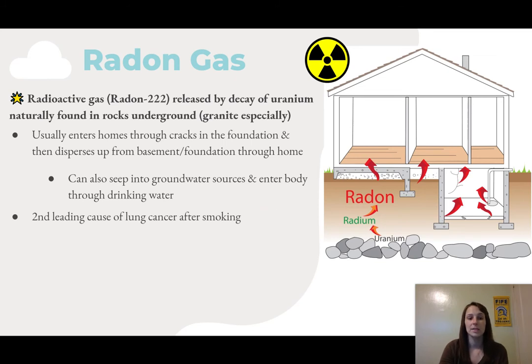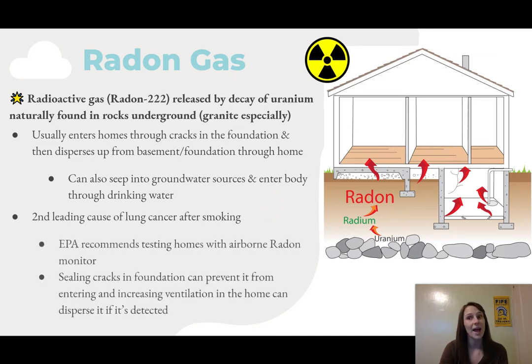Now, radon gas is the second leading cause of lung cancer after smoking. So it's actually pretty prevalent and it's a big concern. The EPA recommends testing homes with airborne radon monitors. You can have companies come in and test your radon. You can actually buy things to do it yourself. You can get it with home inspections, but the EPA recommends getting this tested to be aware if this is a problem in your home.